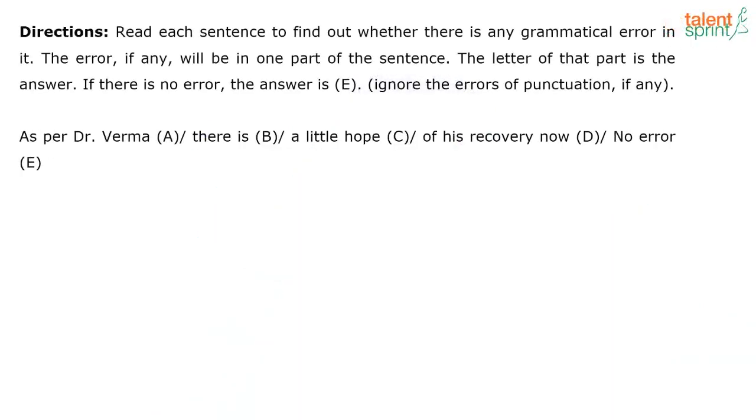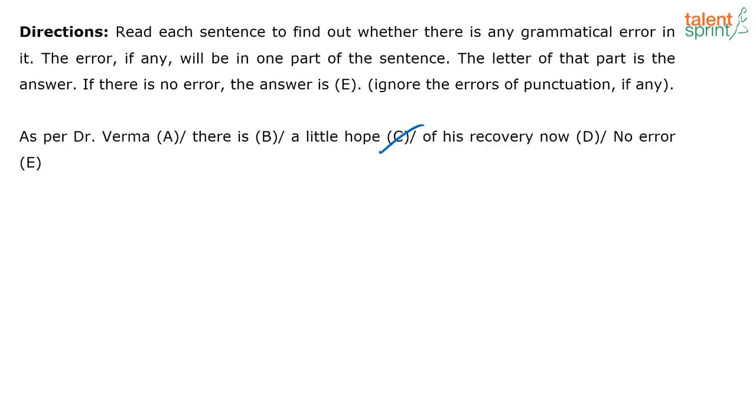This is the question. As per Dr. Verma, there is a little hope of his recovery now. Were you able to identify the error? If you look at it, the context is expressing more that they've almost lost hope that this person is going to recover, right? So as per Dr. Verma, there's only little hope of his recovery now, and if you're paying attention, you know that the error is in part C, right?